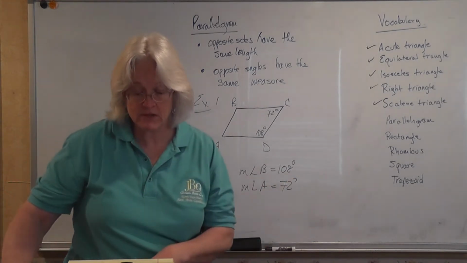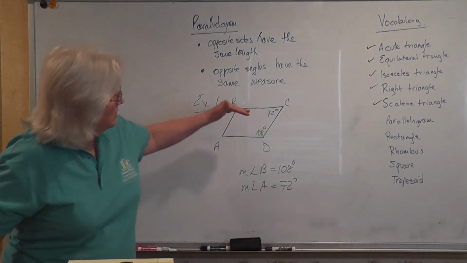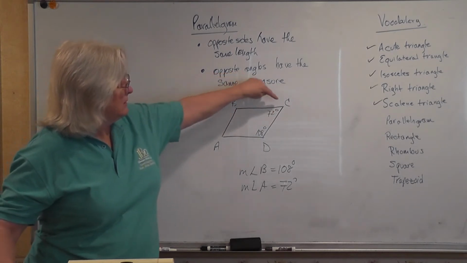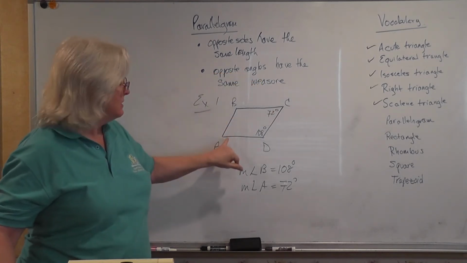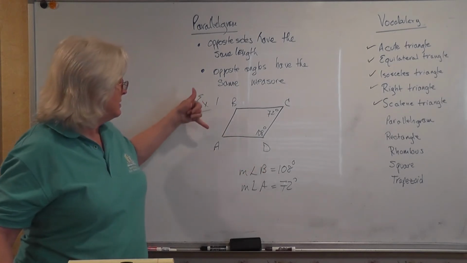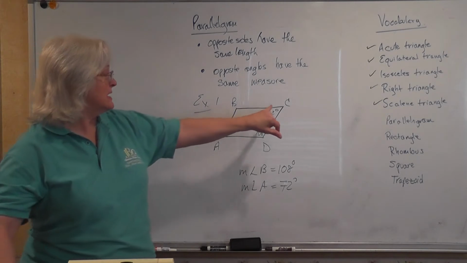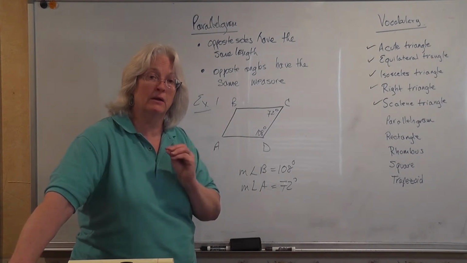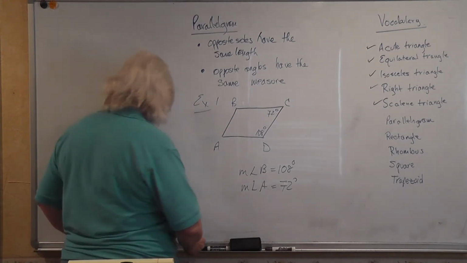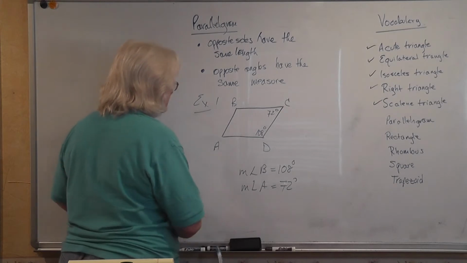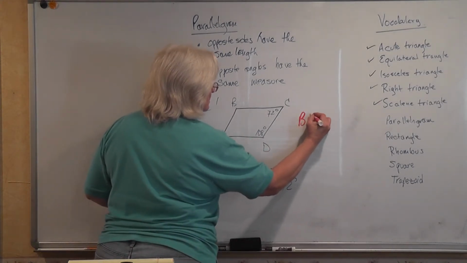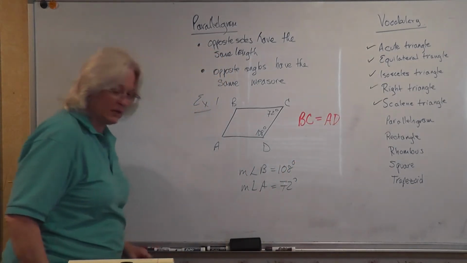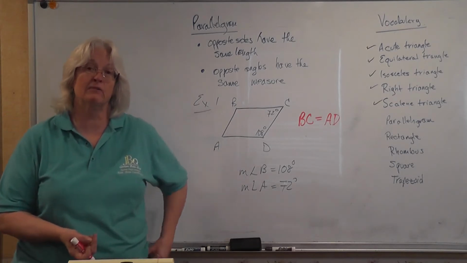Okay? So these angles have the same measure. Line segment BC is the same as line segment AD. Line segment AB has the same length as line segment CD. And if they're going to indicate that line segments have the same length, they will show it like this. And they'll say that BC is equal to AD. They're talking about the line segment there, and that means that they have equal measure.